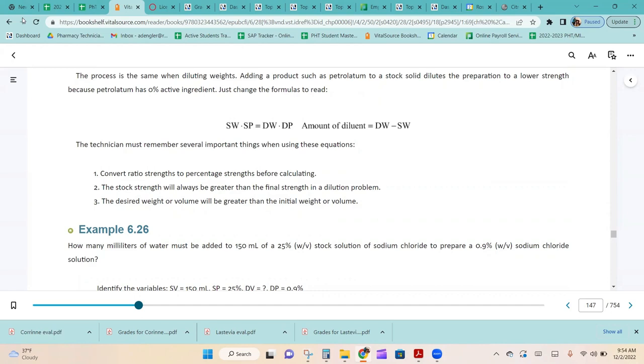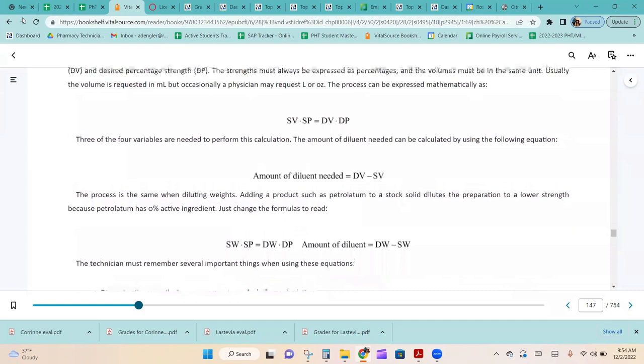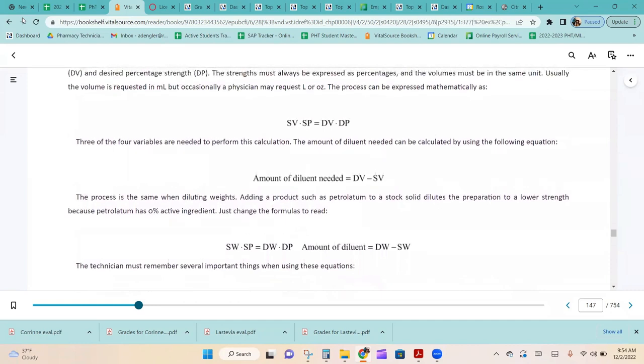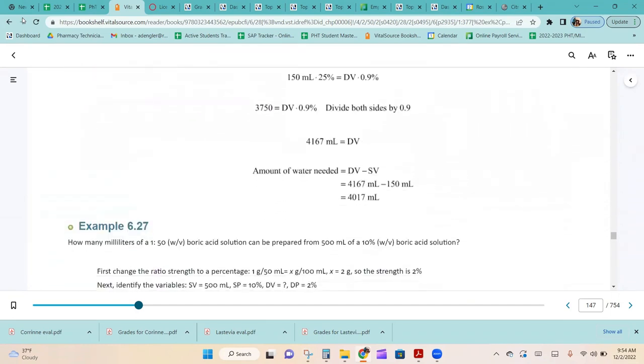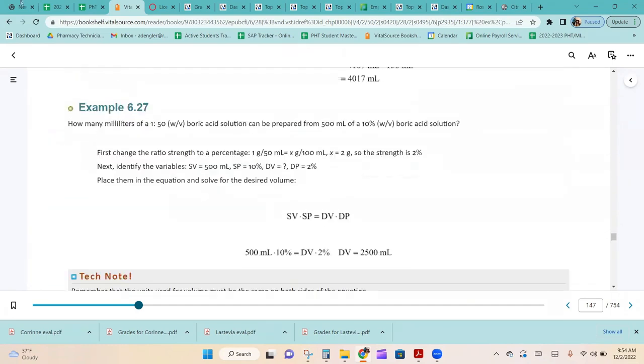So for those of you that were in the math mod previously or have taken it before, you might remember these. In the math book, though, instead of SP and DP, they use SS and DS for stock strength and desired strength. It's the same thing. Don't let that throw you off. All right, now we'll do some examples of those.